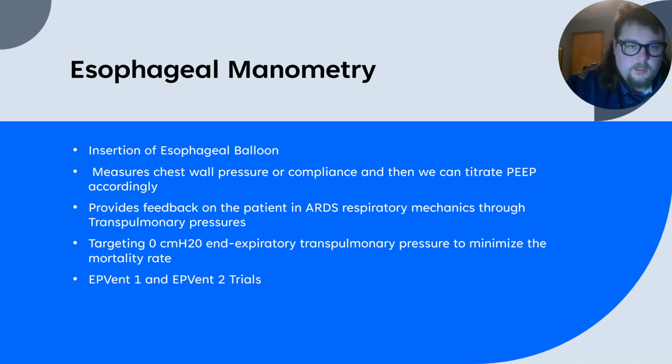So with the application of the esophageal balloon, like I said, we were measuring our compliance and our pressures through transpulmonary pressures. Targeting 0 centimeters of water pressure in expiratory transpulmonary pressure is what we want to minimize our mortality rate. So by targeting 0 centimeters of water pressure, we will reduce our mortality rates. I'll look at 2 different studies and kind of go over that now.